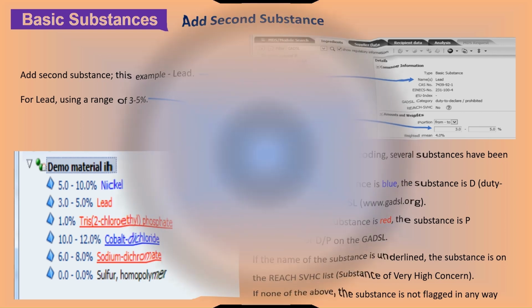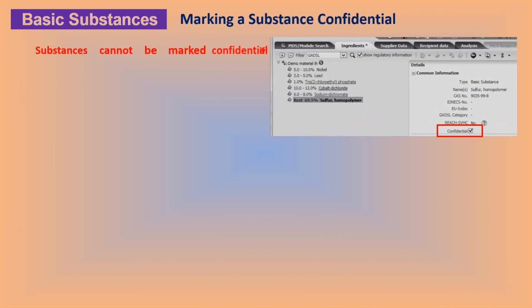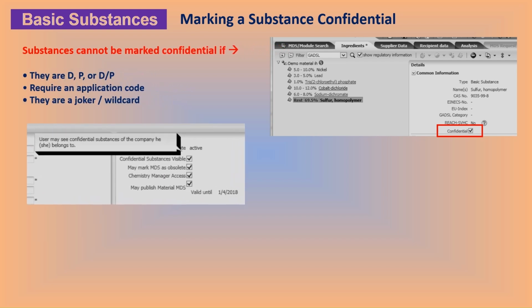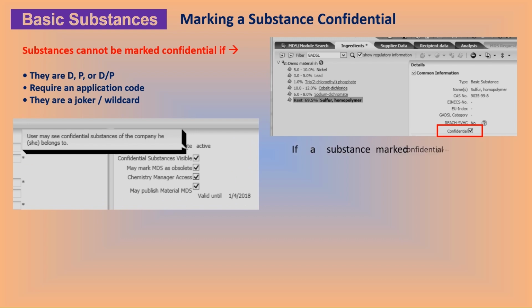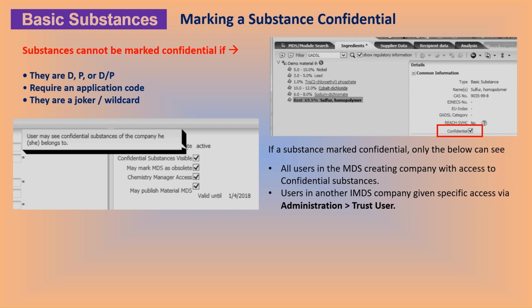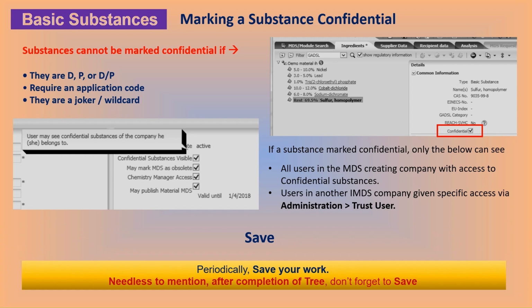Marking a substance confidential. Substances cannot be marked confidential if: 1. They are D, P, or DP. 2. They require an application code. 3. They are a joker wildcard. If a substance is marked as confidential, only the following can see it: 1. Users in the MDS creating company with access to confidential substances. 2. Users in another IMDS company given specific access via administration.